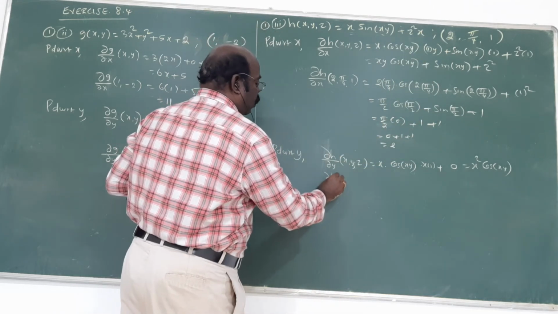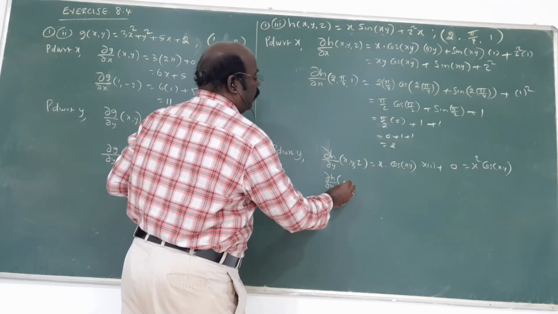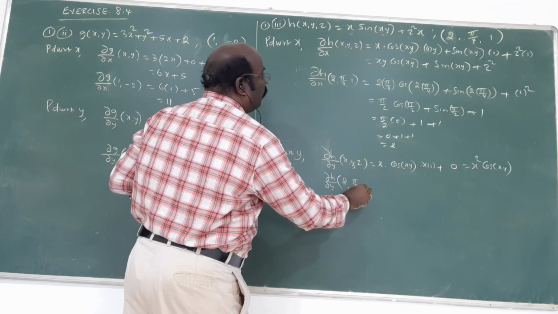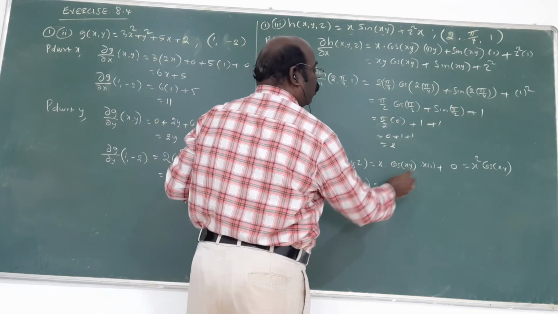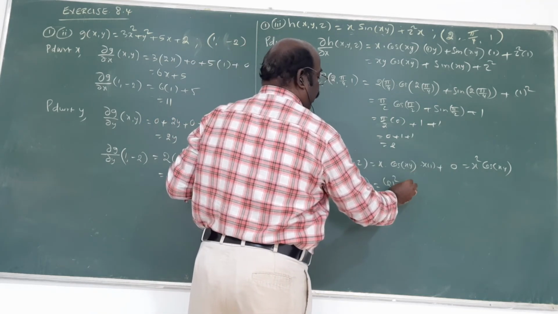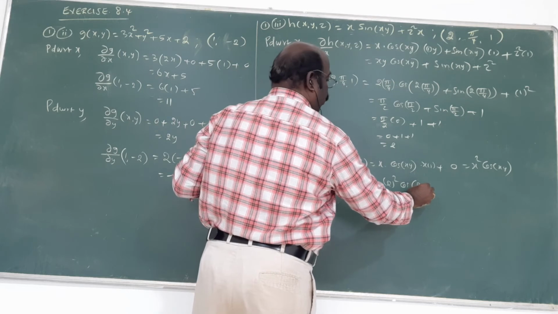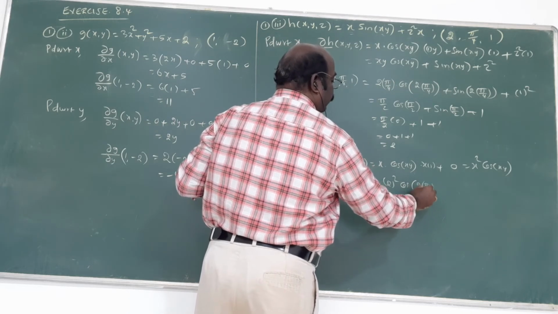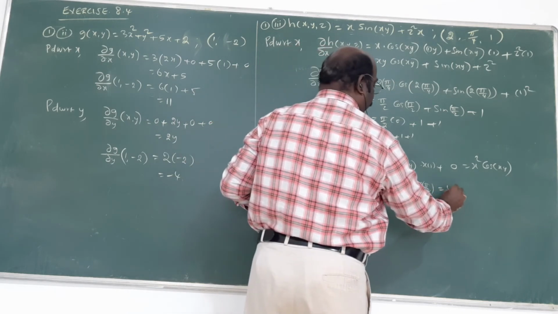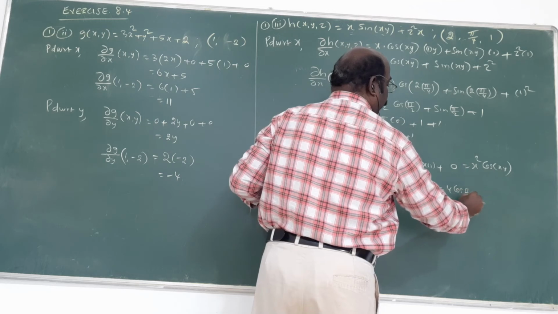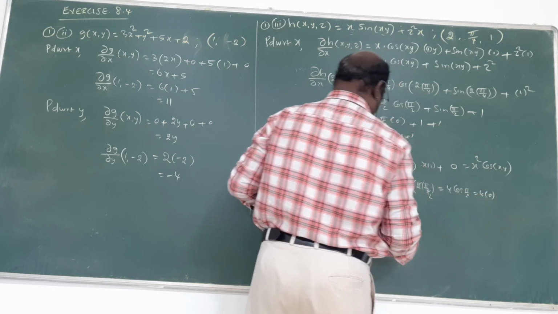Now, dou h by dou y at what is the point? 2 comma 5 pi by 4 comma 1. 2 square into cos of 2 into 5 pi by 4. Am I right? The 4 into cos 5 pi by 2. 4 into 0. 0 is the answer.